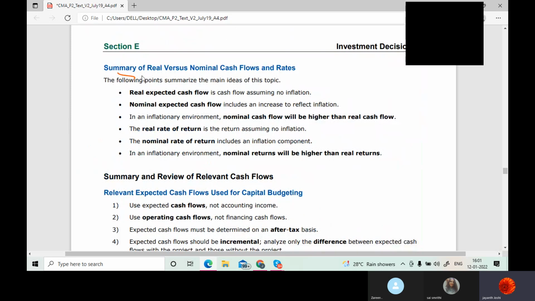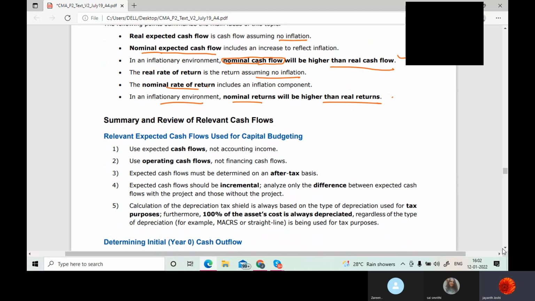So we are discussing the summary of real versus nominal cash flows and rates. Real expected cash flow is a cash flow assuming no inflation. This particular cash flow reflects or incorporates inflation. In an inflationary environment, nominal cash flows will be higher than real cash flows. Why? Because nominal cash flow incorporates inflation. Real rate of return is the return assuming no inflation, of course, and this has inflation. And in an inflationary environment, nominal returns will be higher than real returns because of inflation.